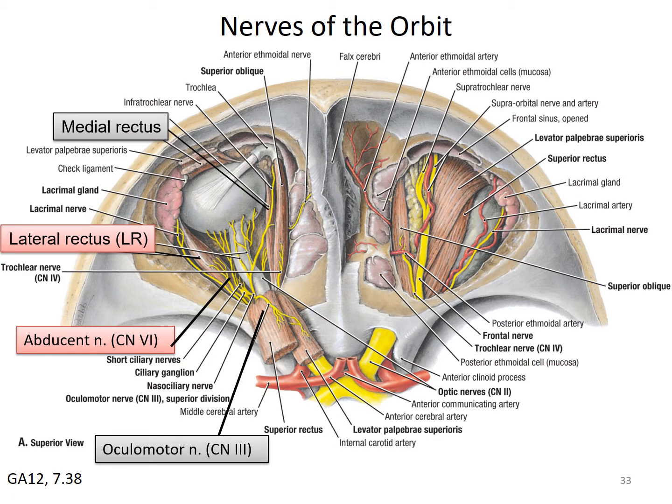Nerves of the orbit. I've actually color-coded the nerves and muscles to correspond with each other. The lateral rectus is innervated by the abducens nerve, cranial nerve number 6. The medial rectus and all other muscles except for the superior oblique are innervated by branches of the oculomotor nerve. The superior oblique is innervated by cranial nerve number 4, which is the trochlear nerve.